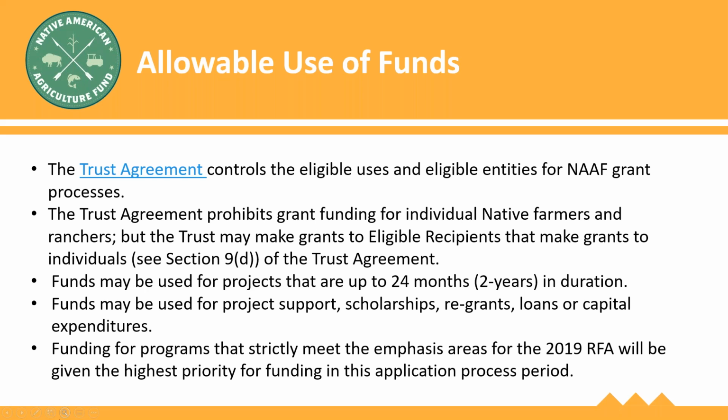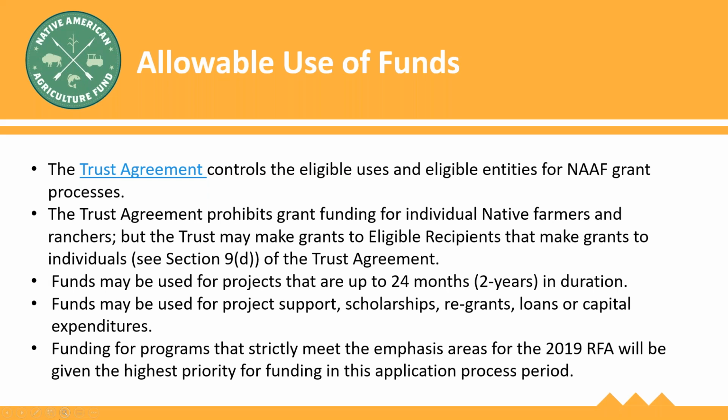Allowable use of funds continued. The trust agreement controls the eligible uses and eligible entities for NAAF grant processes. The trust agreement prohibits grant funding for individual Native farmers and ranchers, but the trust may make grants to eligible recipients that make grants to individuals. See Section 9D of the trust agreement for additional information regarding that.